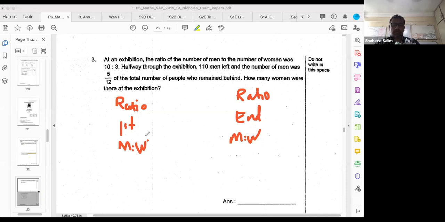Ratio at first versus ratio at the end. We push ourselves to the end, another 15 minutes only.